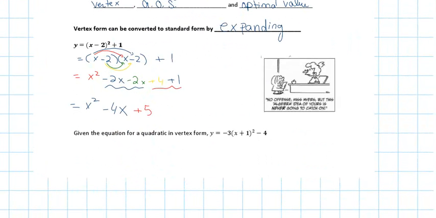So, same thing as what we did earlier. I'm expanding, I'm FOILing. Okay? But I have that plus 1 that I have to not forget about and add at the end. Are we okay with this?